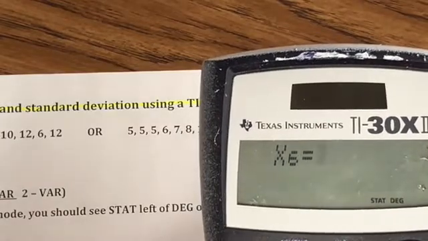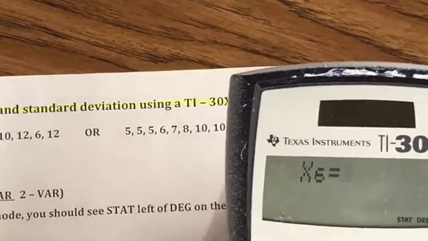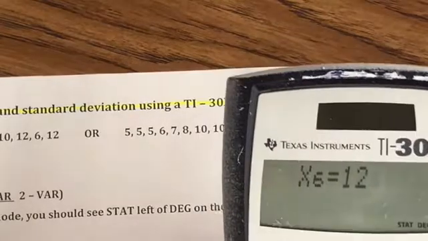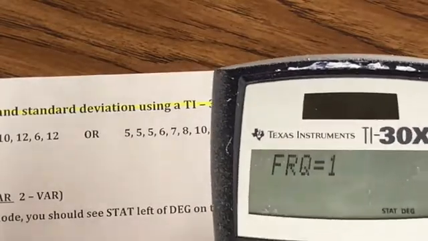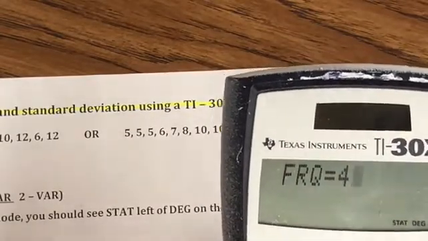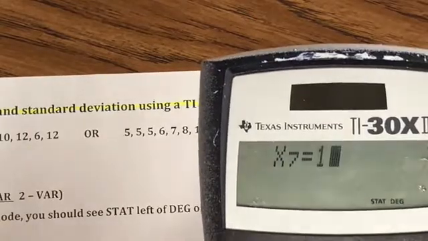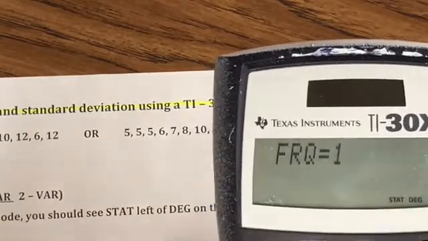Hit the down arrow. My next number is 12, and I have 4 of those, so I'm going to hit my down arrow and put in a 4. And then we're going to put in 14, and I only have 1 of those.